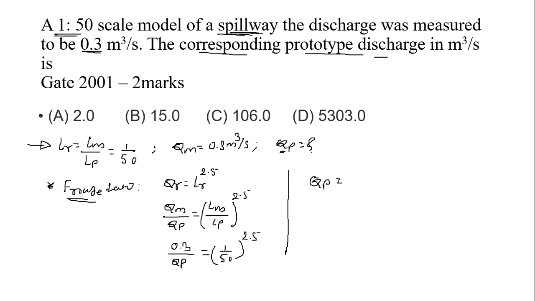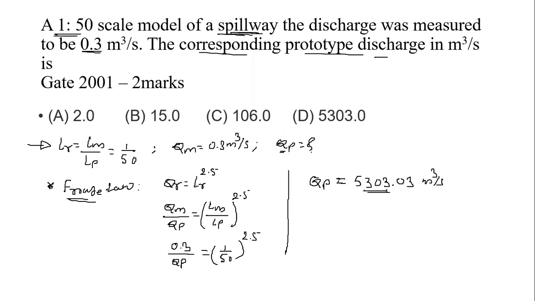So what is the answer for the prototype? Tell me the answer, don't tell me the option. 5303.3. Okay, meter cube per second. This is the correct answer which you are getting by calculation.